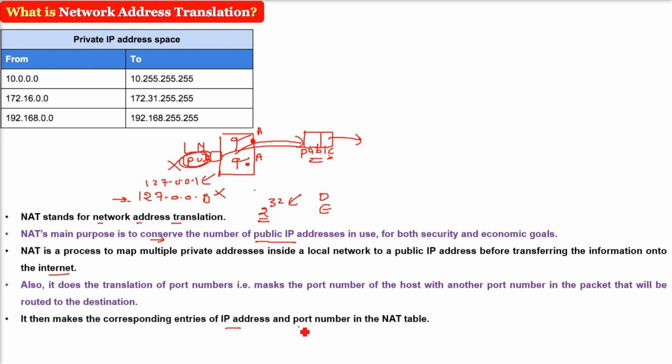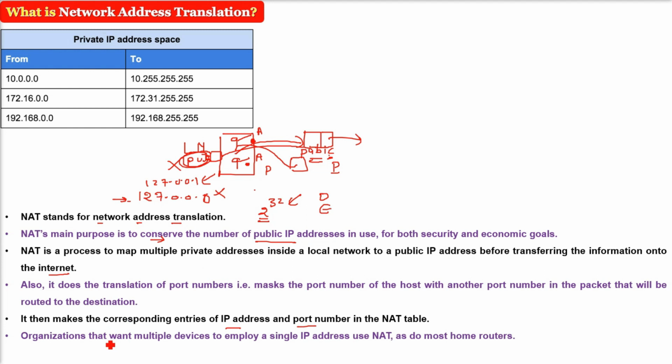It then makes the corresponding entries of IP address and port number in the NAT table. So there are three entries: what is the public IP address, what is the private IP address, and what is the port number. This table will be looked up whenever you have a communication from private to public and public to private. An organization that wants multiple devices to use a single IP address uses NAT, as do most home routers. The whole organization with multiple hosts with private IP addresses will be known by a single public IP on the internet. So NAT generally operates on a router or firewall.